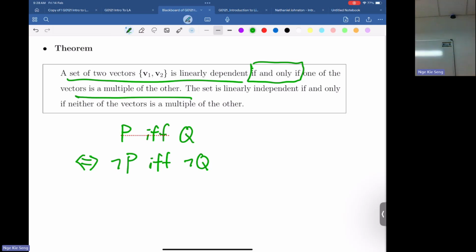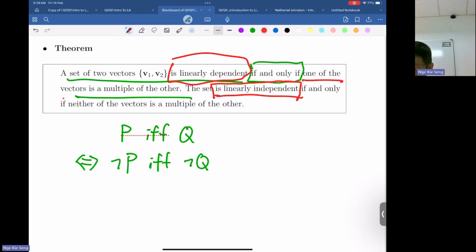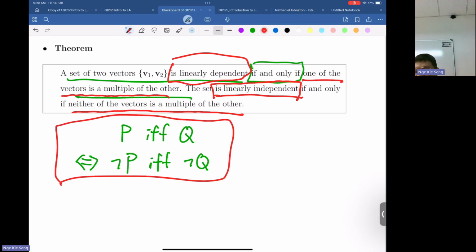So you see, the first part is linearly dependent. The second part is linearly independent, or not linearly dependent. And the other part, one of the vectors is a multiple of the other. So what is the negation of this statement? Neither of the vectors is a multiple of the other. So these two sentences are the same, because of this logical equivalence here. Do you understand what this sentence is trying to say?